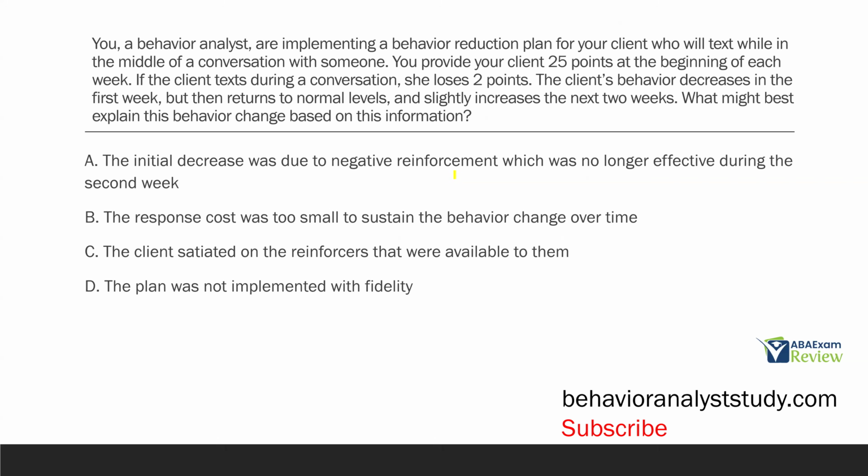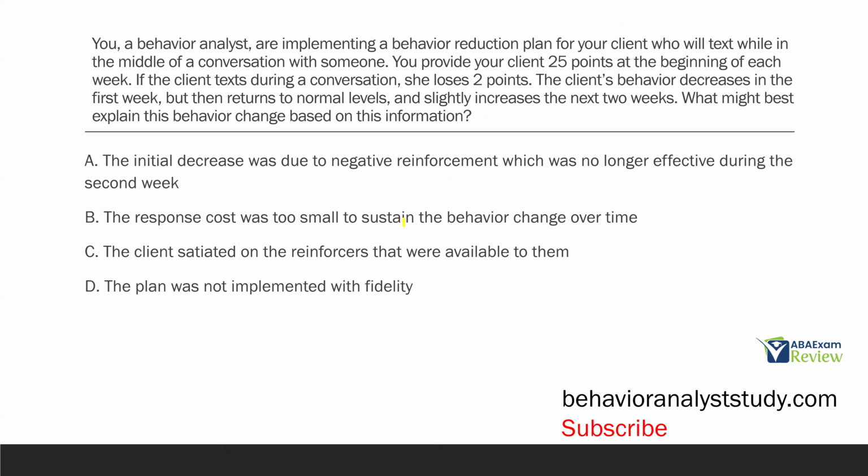You, a behavior analyst, are implementing a behavior reduction plan for your client who will text while in the middle of a conversation with someone. You provide your client 25 points at the beginning of each week. If the client texts during a conversation, she loses 2 points. Client's behavior decreases in the first week, but then returns to normal levels and slightly increases the next 2 weeks. What might best explain this behavior change based on this information?